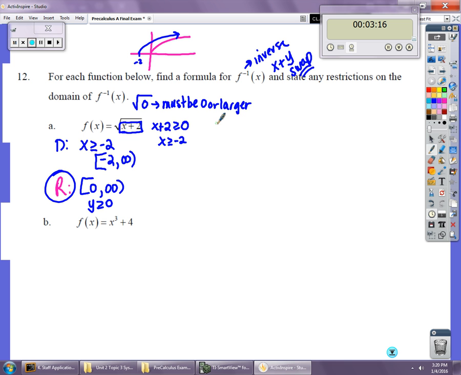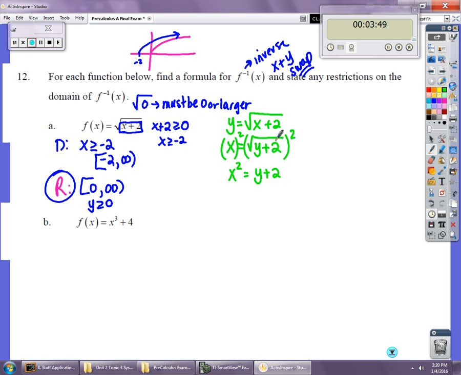All right, so I'm going to swap colors here. First thing I'm going to do is rewrite this using y. And step 1 is to swap the positioning of the x and y. So I'm going to rewrite it as x equals the square root of y plus 2. So I want to solve it for y. In order to get rid of the square root, we're going to square both sides. And that frees up the y and the 2.